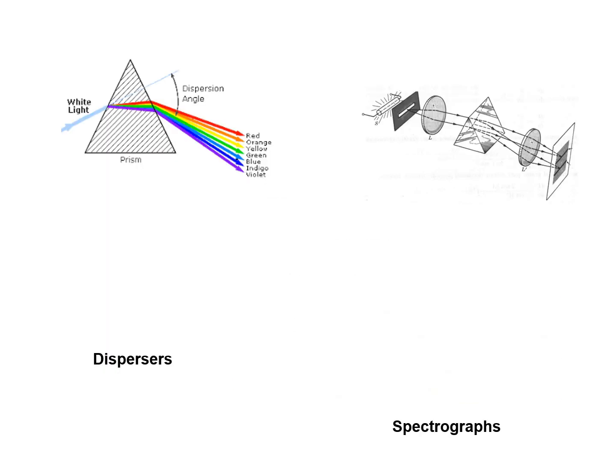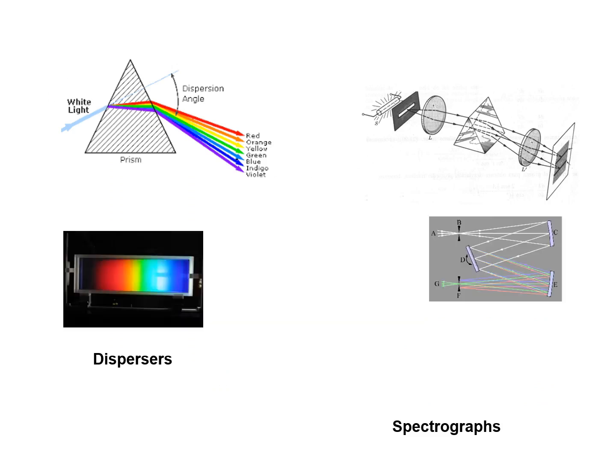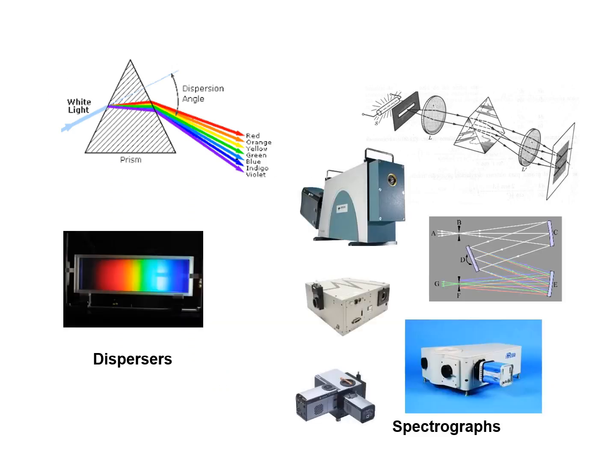The old spectrographs used the prism as a dispersive element. Today we have diffraction gratings as dispersive elements that allow us to build spectrographs with high resolving power and that can cover practically all regions of the electromagnetic spectrum.